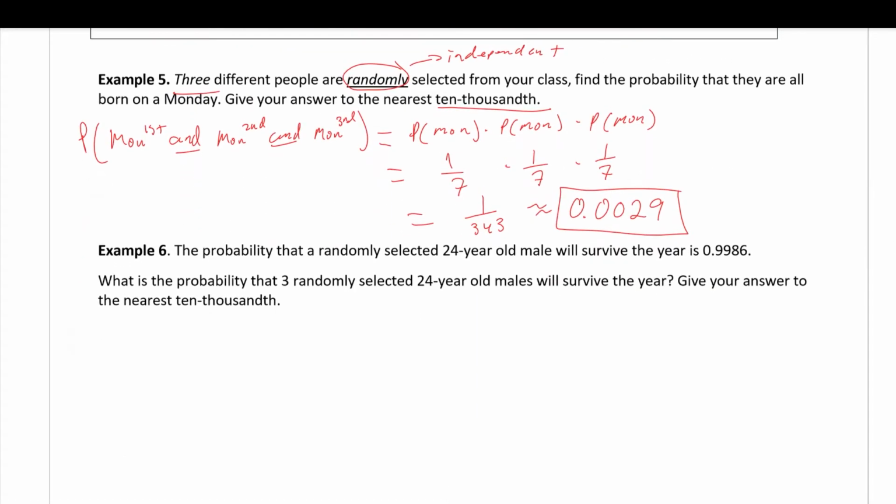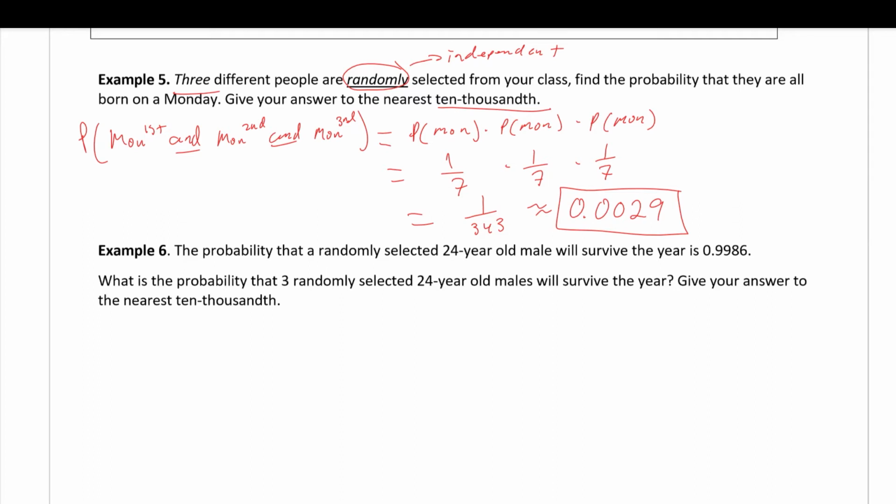Next example, the probability that a randomly selected 24-year-old will survive the year is 0.9986. Statistics like this, which deal with surviving the next year, are really useful in pricing life insurance and also pensions for that matter, where they need to calculate the probability of people surviving. That way they can price out insurance accordingly. What is the probability that 3 randomly selected 24-year-old males will survive the next year? Give your answer to the nearest 10,000. Again, that's 4 decimal places.